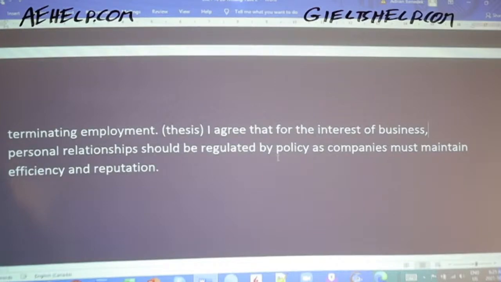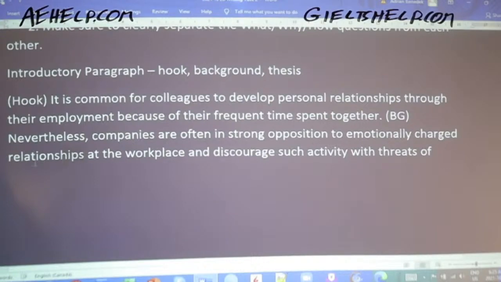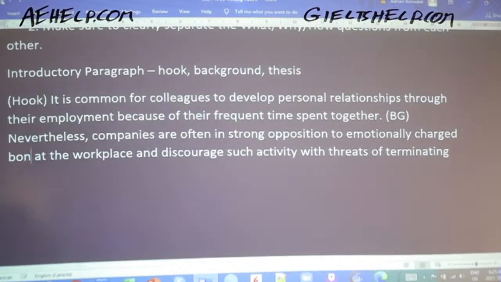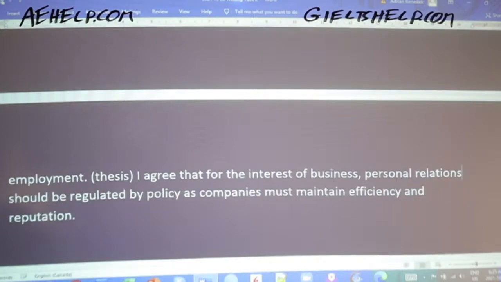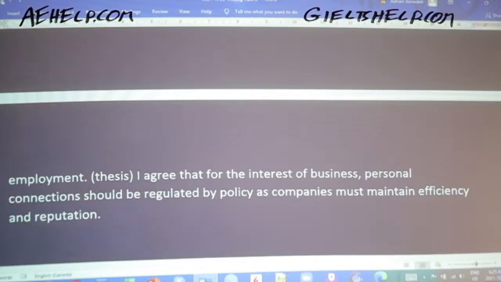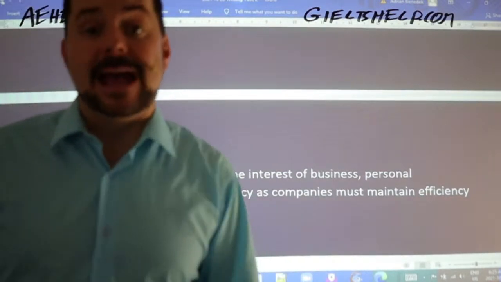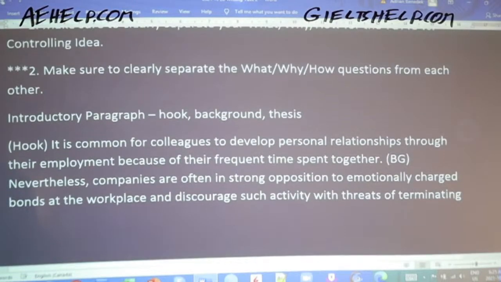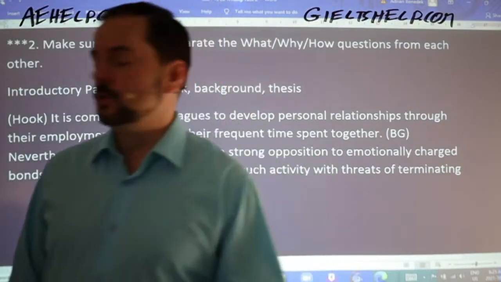I've got personal relationships kind of repeating a few times. So here during the exam, I would probably change that with the word relationships to bonds, and maybe this one to connections. Okay. Just so it doesn't read so repetitive. Okay. Otherwise, I'm happy with it. It looks good. And now I'm ready to continue on with the body paragraphs and then, of course, the conclusion.